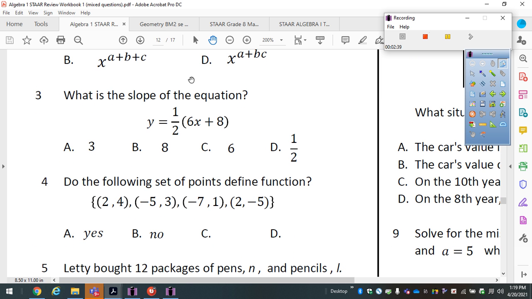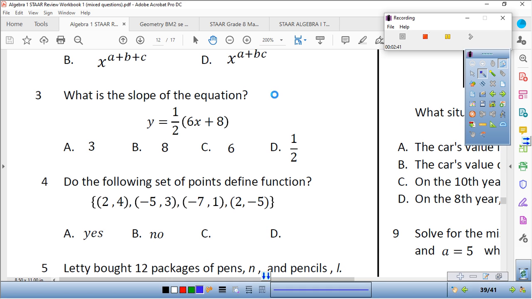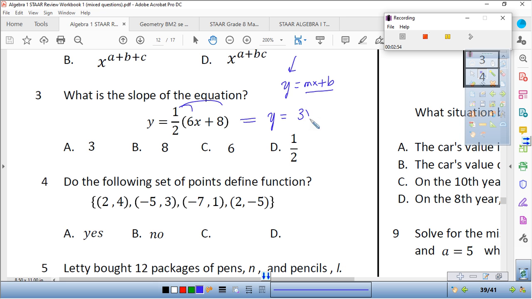Okay, what is the slope of the equation of this one here? So in all this madness, you always want to have it as y is equal to mx plus b. So basically solve for your y. Let's put it in this form here. Then we distribute here and distribute here, which becomes y is equal to 3x plus 4. 3 is my slope.